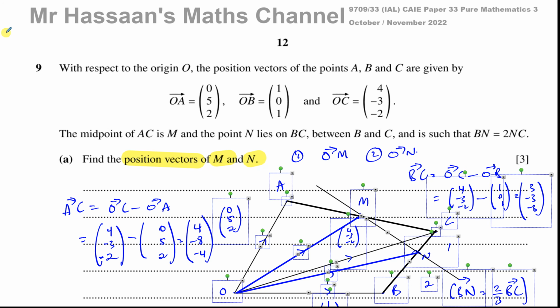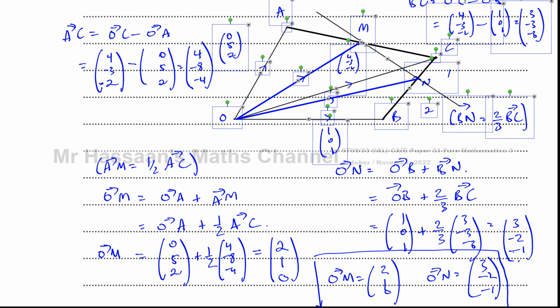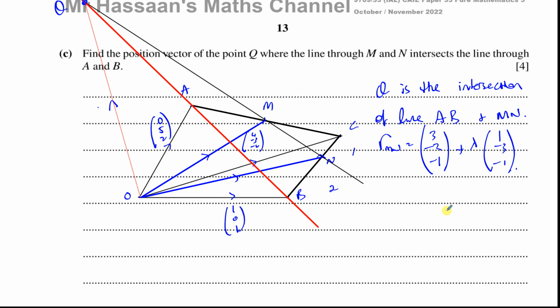Yep. All right, so we can find the equation of the line through A and B. So we need the equation of the line AB. So we need to find the vector from A to B, which is O to B minus O to A, as we've discussed already a few times. So O to B is 1, 0, 1, minus O to A, which is 0, 5, 2.